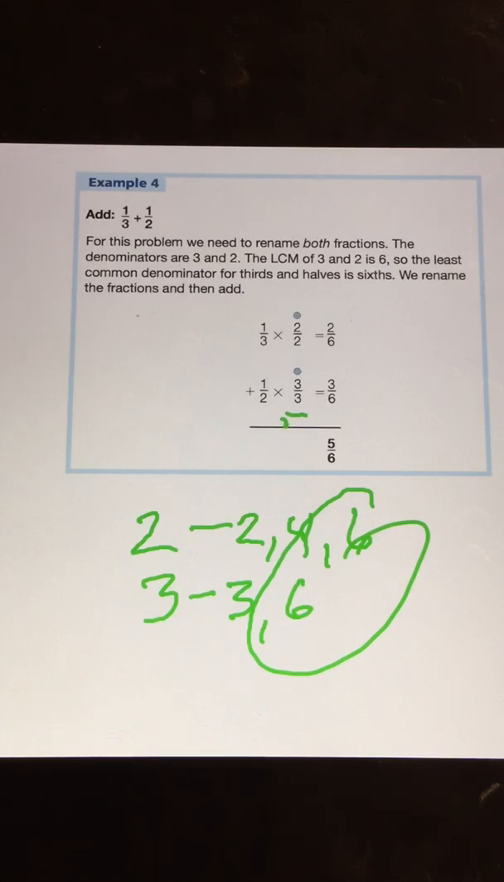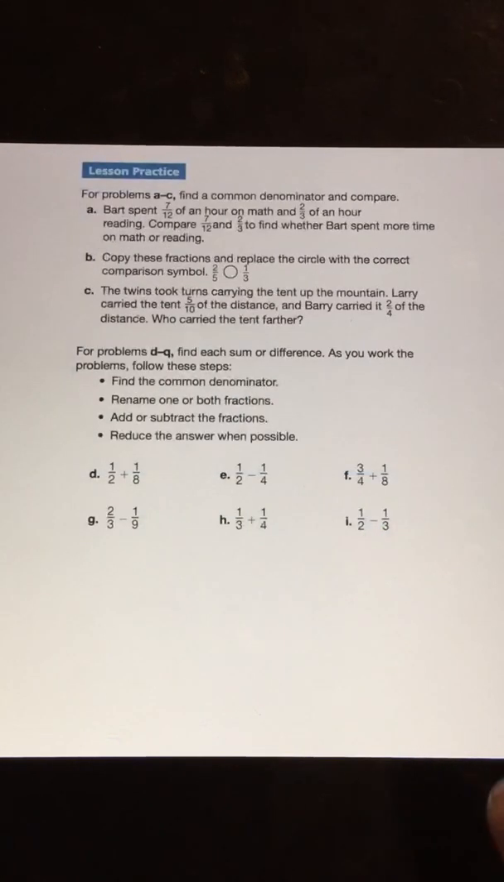All right, we are on to the lesson practice. For problems A through C, we're going to find a common denominator and compare the fractions, okay? The first part says Bart spent 7/12 of an hour on math and 2/3 of an hour on reading. I look at my 7/12 and my 2/3 and I think they both go into 12, correct?